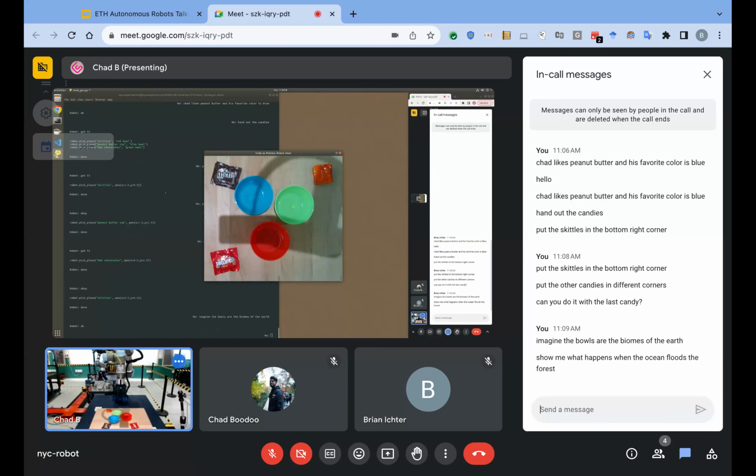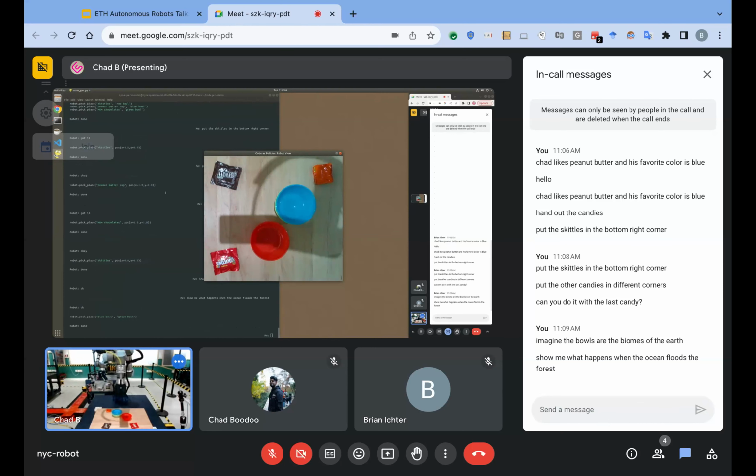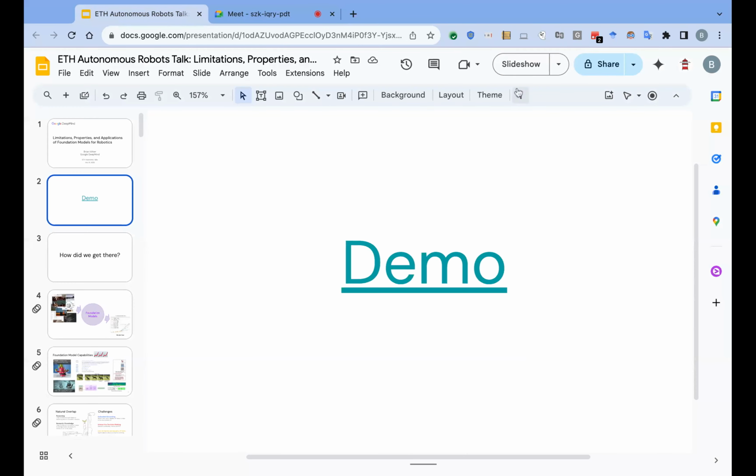So here it can connect the idea that ocean is blue and forest is green. This is the way that I would accomplish this, and then turn that into an action and execute it. I'll jump back to slides now, but afterwards we can also play with this some if people want.